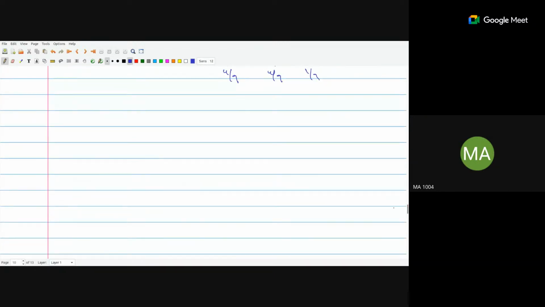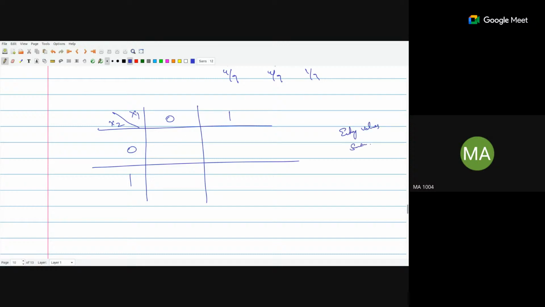If you wanted to do it using the joint PMF table, this is x1, this is x2, 0, 1, 0, 1. So you see, instead of writing the joint PMF table entries, you write down the sum. You write the y values. So 0 plus 0 is 0, 0 plus 1 is 1, 1 plus 0 is 1, 1 plus 1 is 2. You see, this is 0, this is 1, and this is 2. So something like this it is coming.